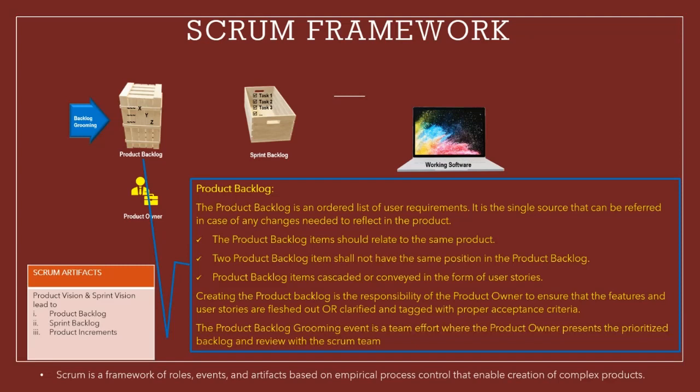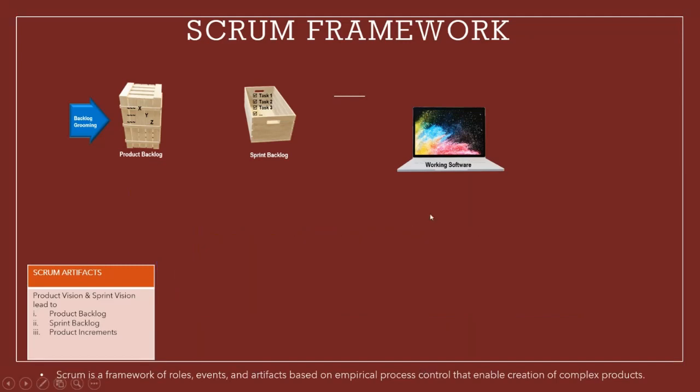Creating a product backlog is the responsibility of the product owner, to ensure that the features and user stories are fleshed out or clarified and tagged with proper acceptance criteria. The product backlog grooming event is a team effort where the product owner presents the prioritized backlog and reviews it with the Scrum team.